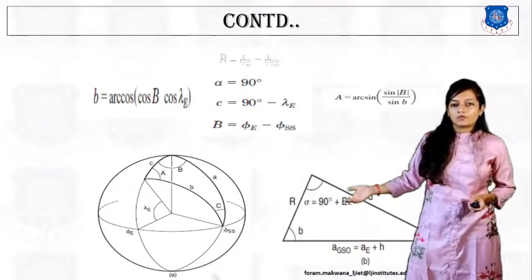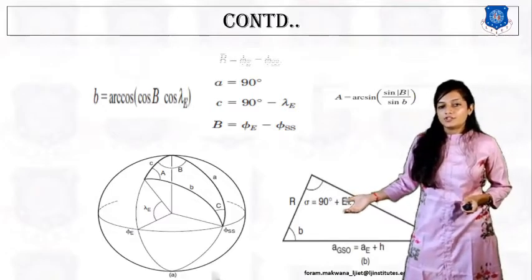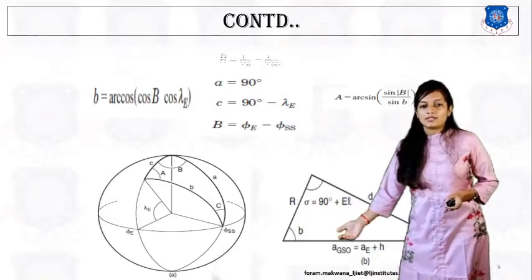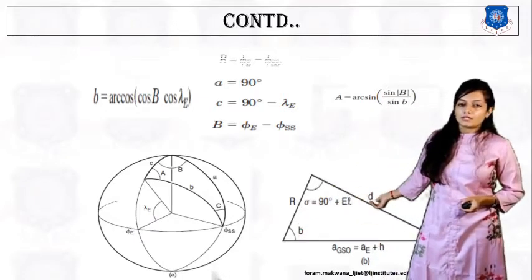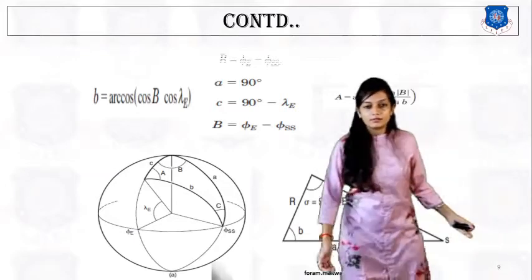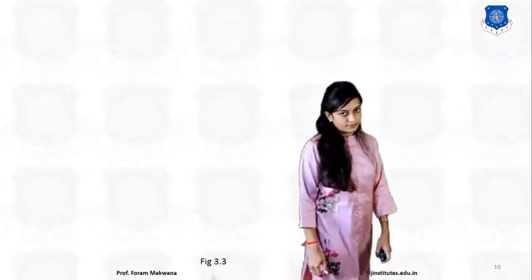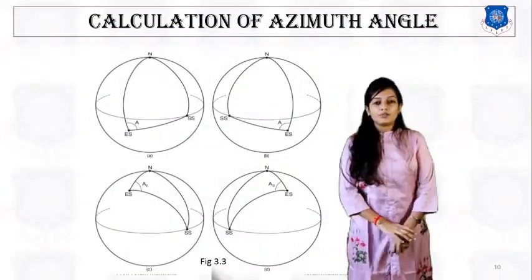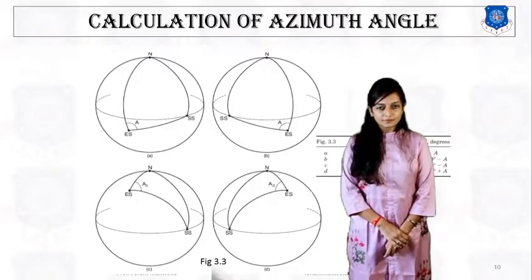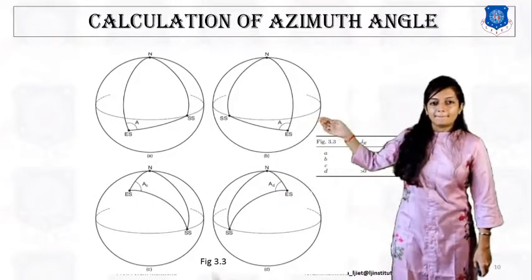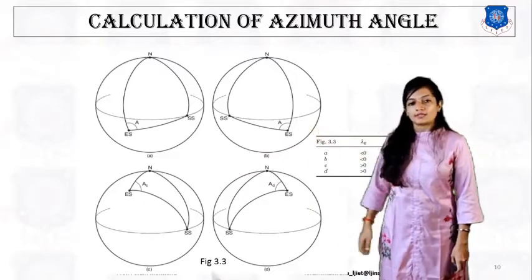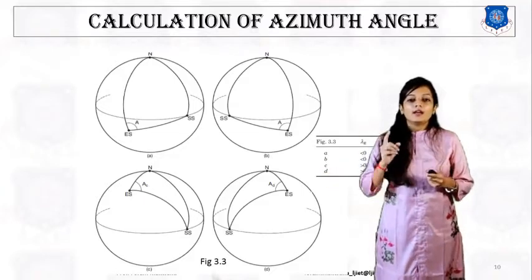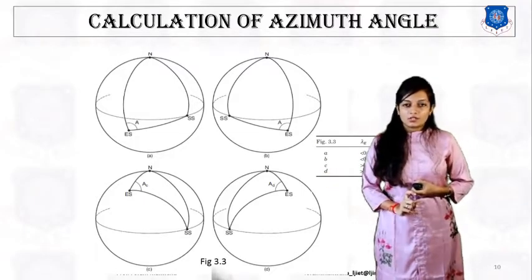And this is for the plane triangle, in which this is the radius, this is small b, this is the radius of the geostationary orbit, and this is the distance between the earth station and the satellite. Alright. Now, how to calculate the azimuth angle? From these 4 diagrams, we are able to estimate the value of azimuth angle based on the location of my satellite and location of my earth station.